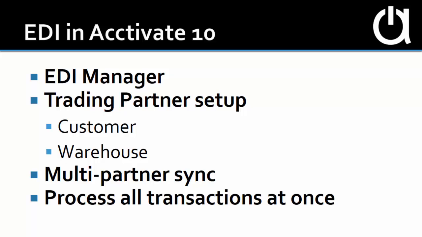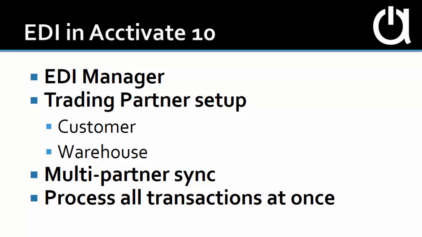The section in EDI configuration allows users to create or edit their trading partners based on how many partners are listed in their Acctivate license. You have the option of setting up a customer or warehouse trading partner, which gives you the flexibility needed. No longer are you going to have to, whenever you purchase a new trading partner, wait for support to contact you to set up the trading partner in the back end. You'll actually be able to do that on your own in Configuration Manager.